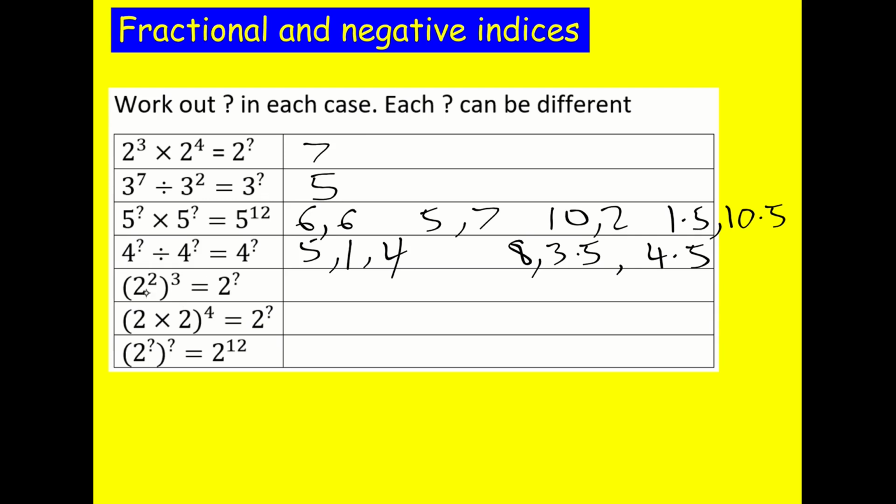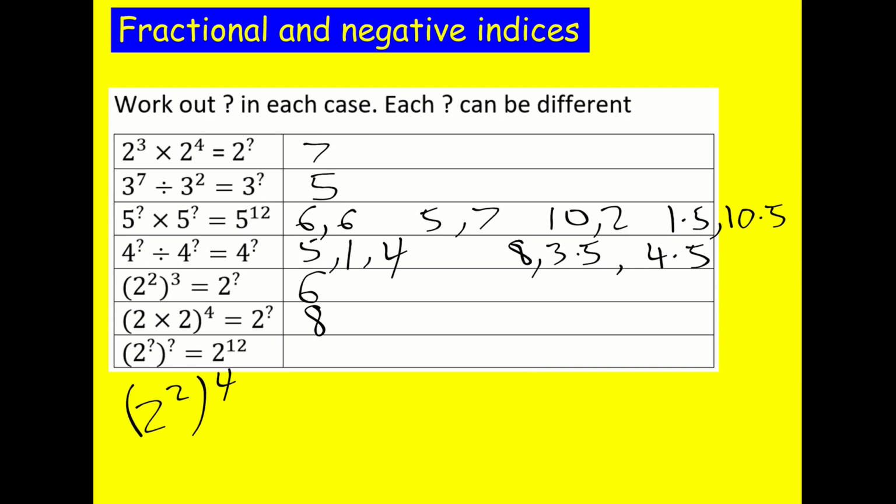Here we're just testing our knowledge of this power rule where we multiply the powers together, so that's going to be 2 to the 6. Here, okay, how are we going to do this one? Well, I'd probably write it as 2 squared first and then raise the power of 4, so I can see then it's going to be 8.